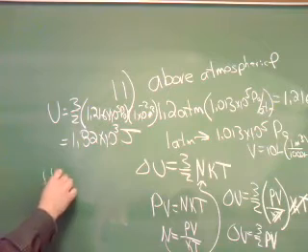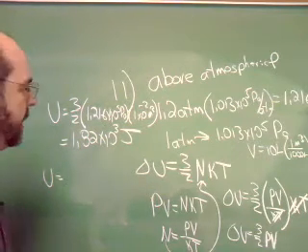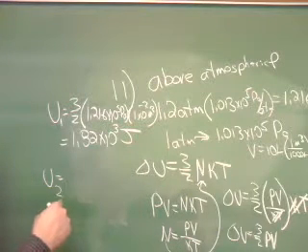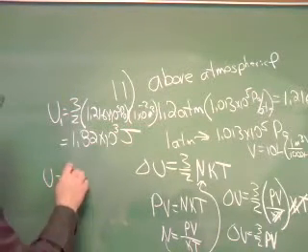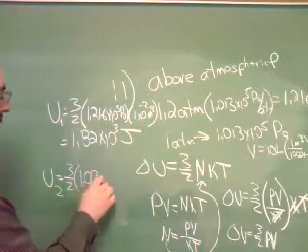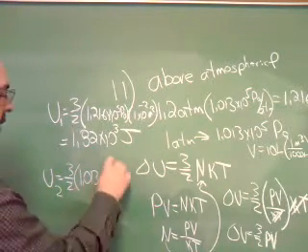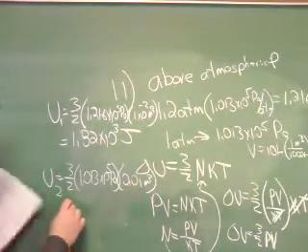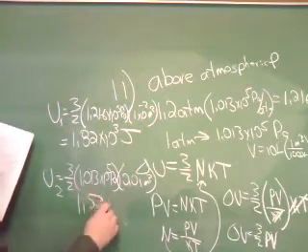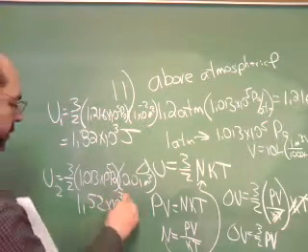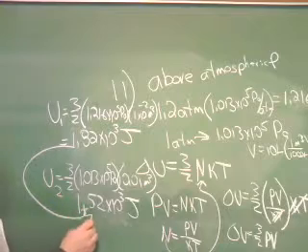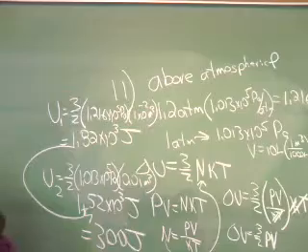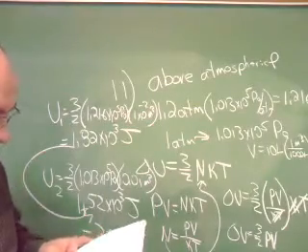Our other U, I guess U1, U2. The volume's going to stay the same, but our pressure is changing. Now it's 3/2 times 1.013 times 10 to the 5th pascals times 0.01 cubic meters. That's 1.52 times 10 to the 3rd joules. That minus that equals 300 joules. That's our change in internal energy for this situation.